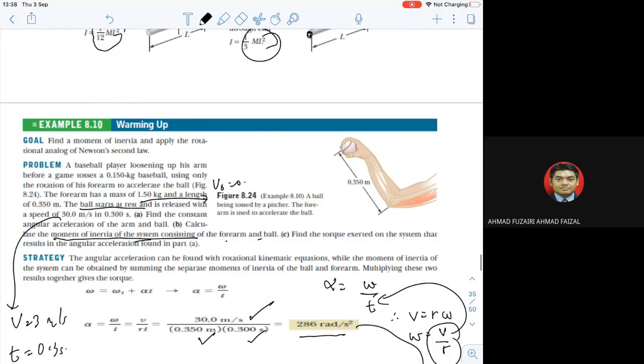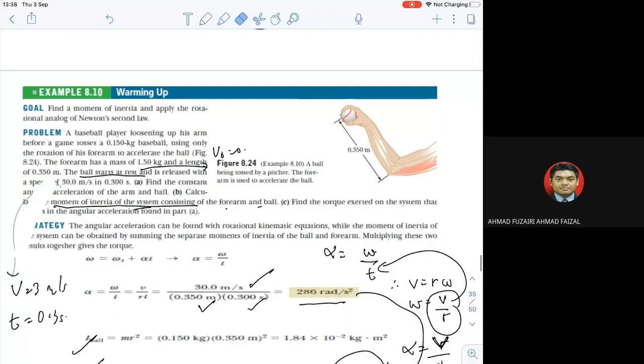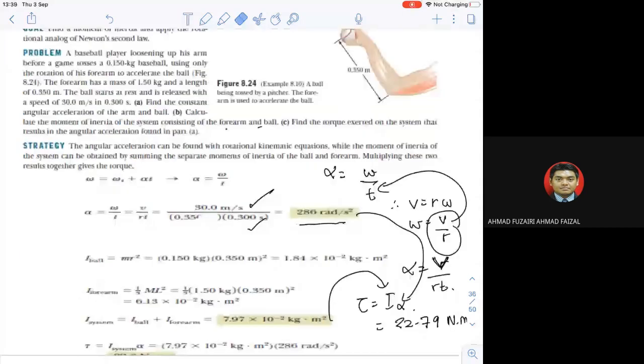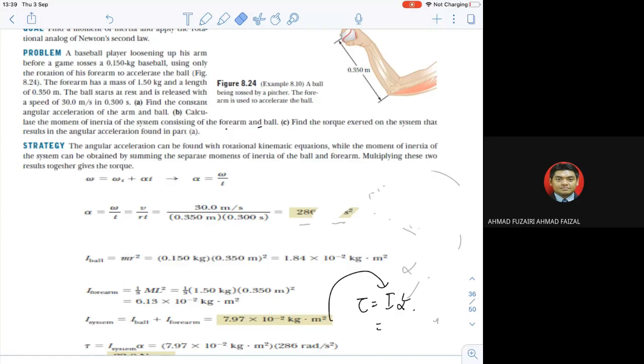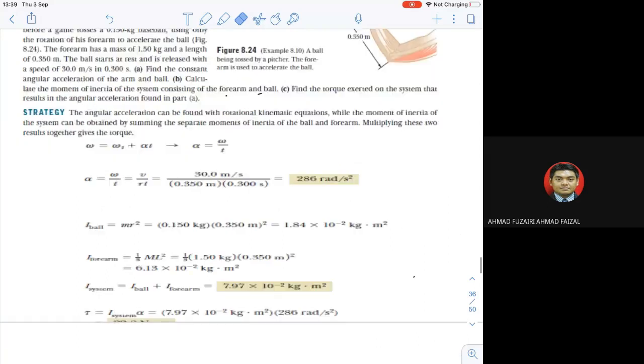So let's look at the examples here, the examples of how to use torque equals I alpha. Okay, if you do have a problem, then please notify me.